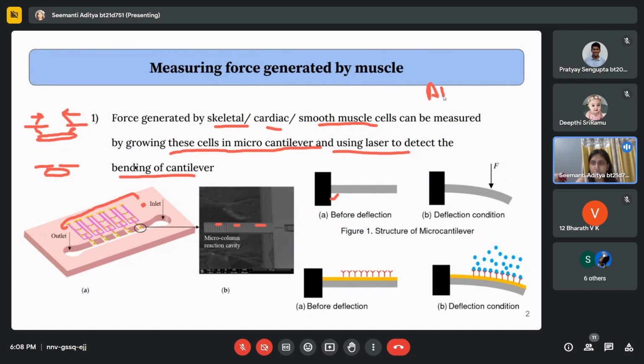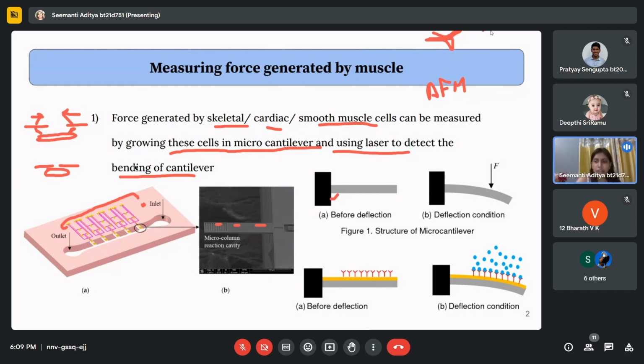So AFM also detects the surface curvatures using this cantilever system. These cantilevers look like this, and they continuously tap on the surface. Whenever the surface has a groove, the cantilever will bend to detect it, and there is a laser that shines on top of this cantilever. Depending upon how the angle of the laser bends, we can get an idea of how the surface is.